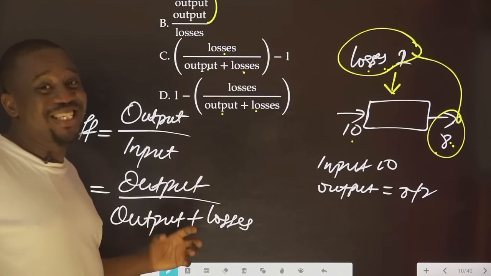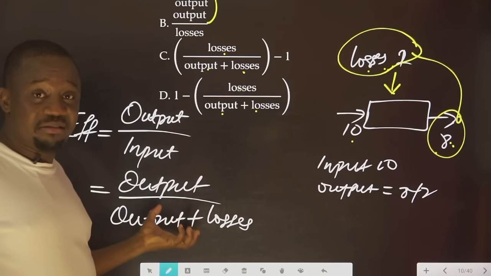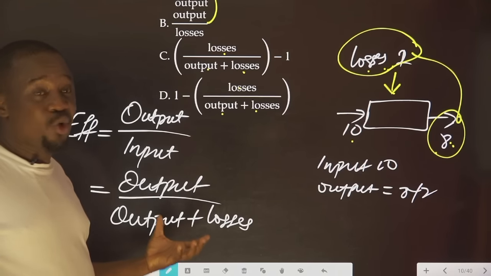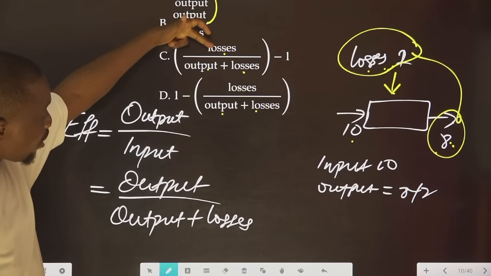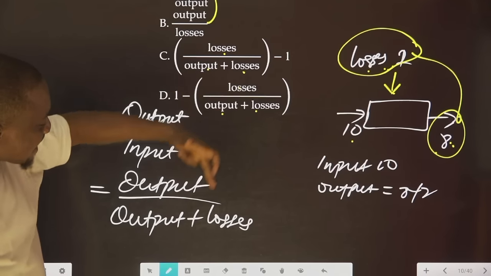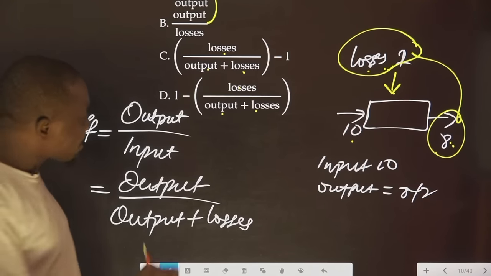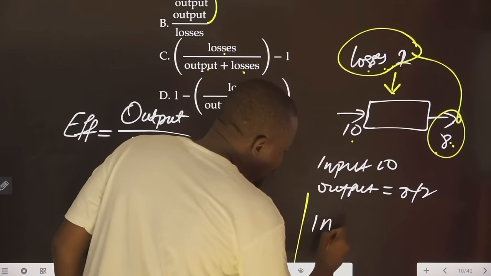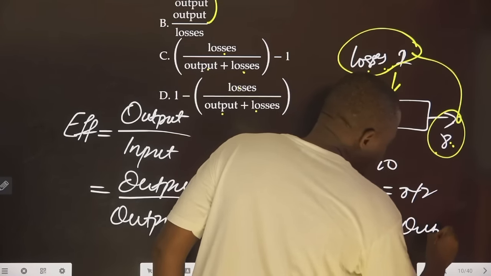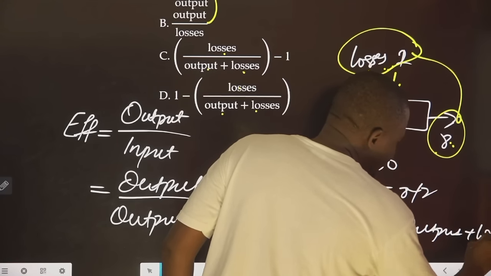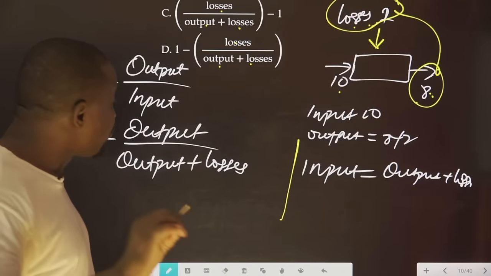Please, you can't do this in exam because I'm explaining. That's why I'm just breaking it down. This one will not give me this, but I'm correct. So the other way I can approach it is, because I'm seeing losses at the numerator and output and losses at the denominator, I'm thinking of what else can I do? Because I already know that input is equal to output plus losses.